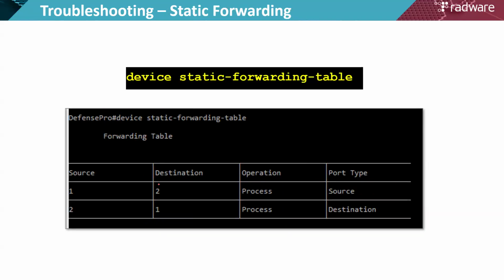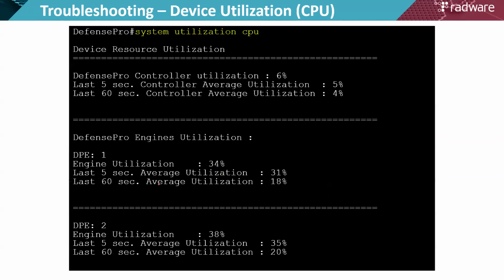And next, we have a device static forwarding table. It basically describes in which operation mode the ports are, whether it is in process mode or in forward mode. If it is in process mode, it means that the DefensePro is inspecting the traffic which is coming in and it can take decisions. But if it is in forward mode, the port acts like a bridge and it will directly forward the information to the backend servers.